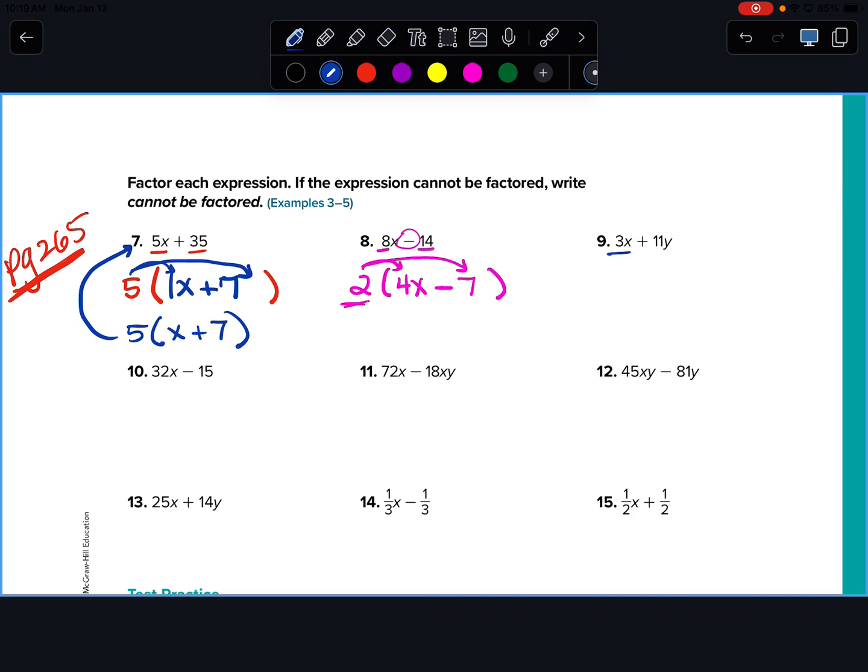We're looking at 3x and 11. Think to yourself, what goes into both 3x and 11? You probably can't think of anything other than 1. That's because both 3 and 11 are prime. So this one, we are going to write cannot be factored. If there's nothing that can be divided other than 1, you're going to write cannot be factored. And that sometimes is just your answer.